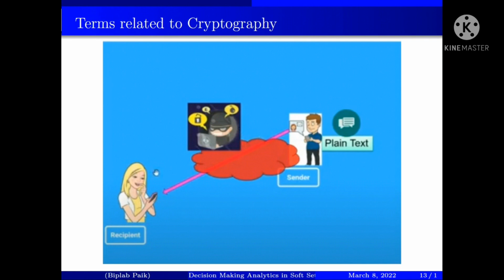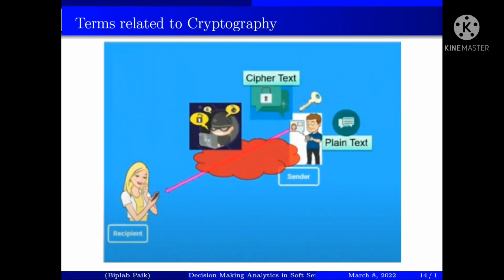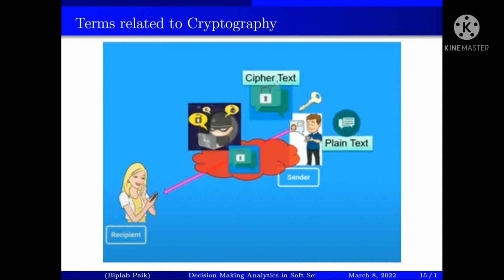Suppose this boy wants to send some message. The original message is known as plaintext. Now the problem is, since this bad guy is in between, if the plaintext is sent, then this bad guy will also be able to know what the plaintext is. So the boy will certainly not send the plaintext, but he will use some lock and key. So he will lock the plaintext to get the ciphertext, and this locked message will be sent to the girl.